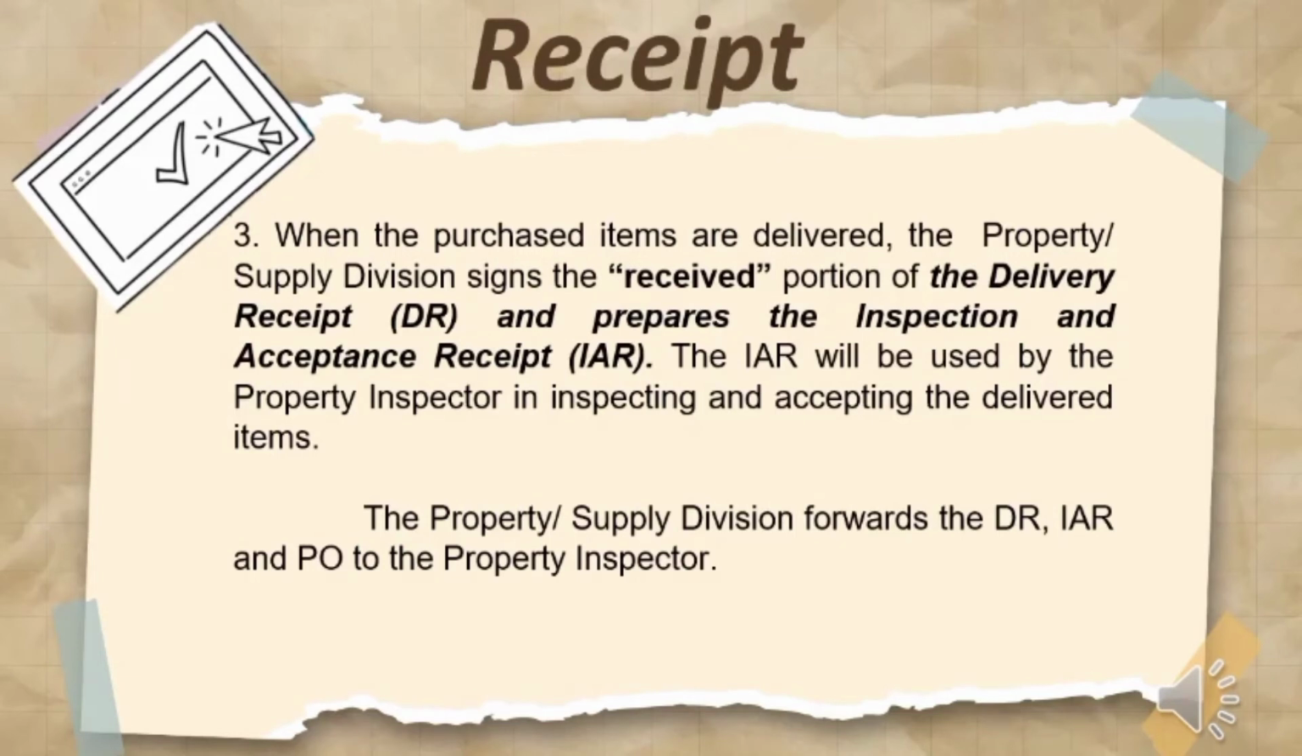A delivery receipt confirms the delivery of a message or package. There are several ways to use delivery receipts, including in mail exchanges as well as the logging of orders sent out by a company for delivery. The Property Supply Division forwards the delivery receipt, inspection and acceptance receipt, and purchase order to the property inspector.